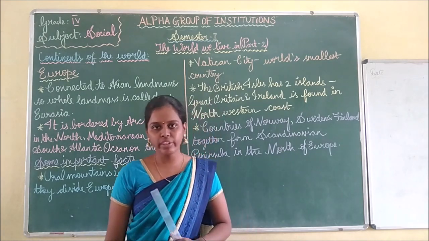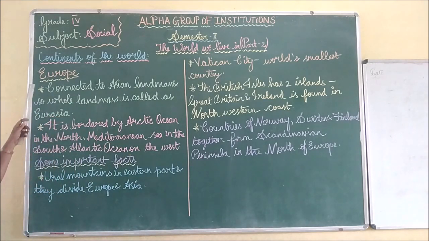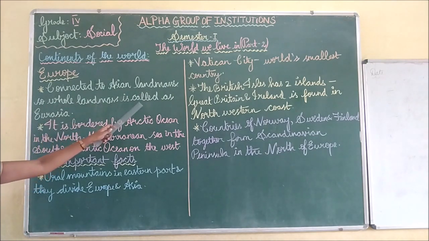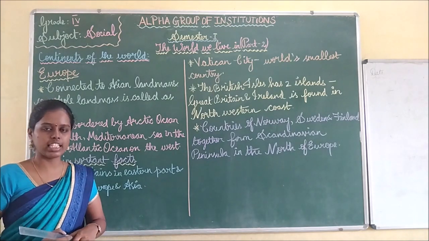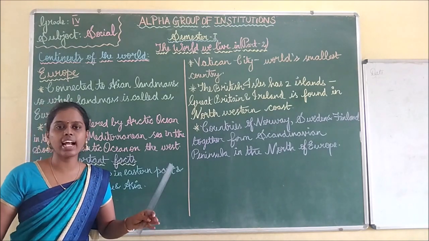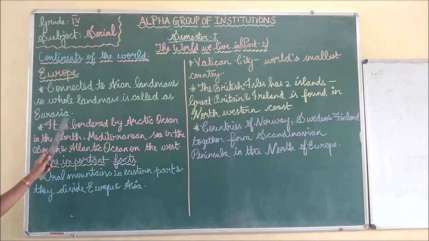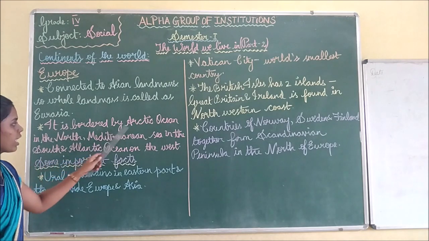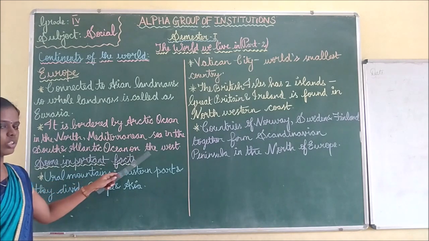Now we are moving on to the next continent, Europe. The 6th continent is Europe. Europe is connected to the Asian landmass, and so the whole land, Asia and Europe together, is known as Eurasia. It is bordered by the Arctic Ocean in the north, Mediterranean Sea in the south, and Atlantic Ocean on the west.